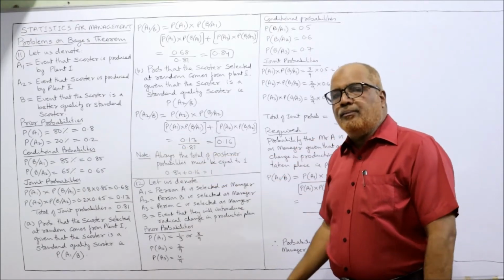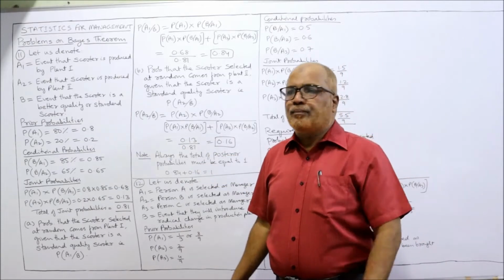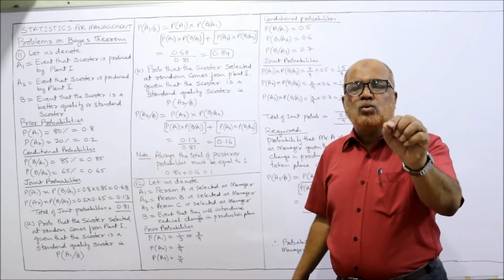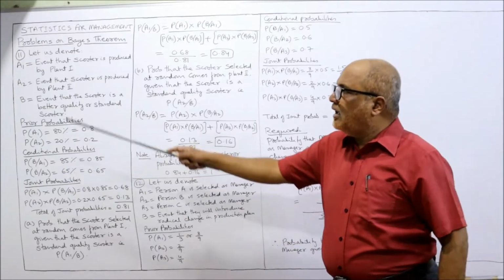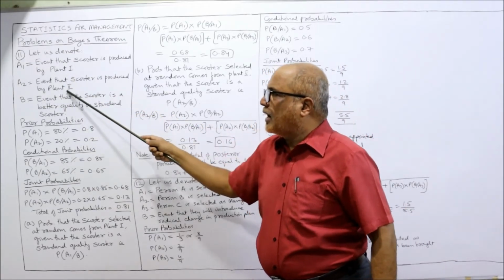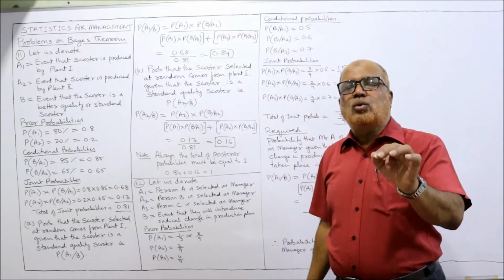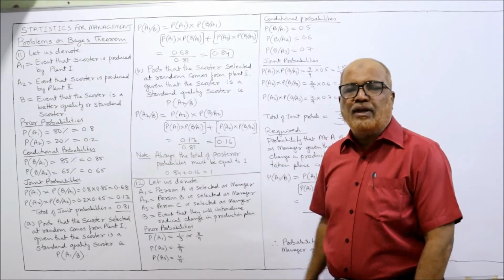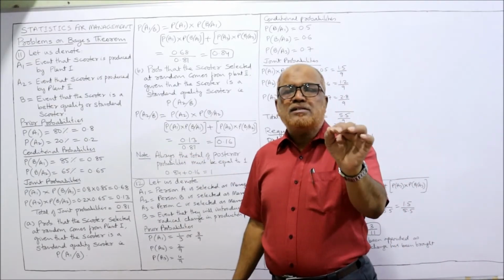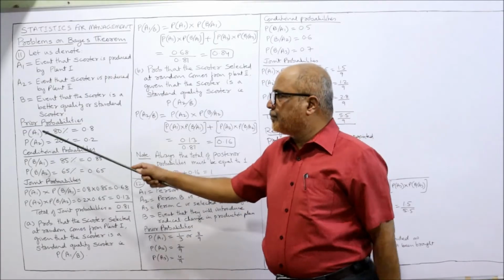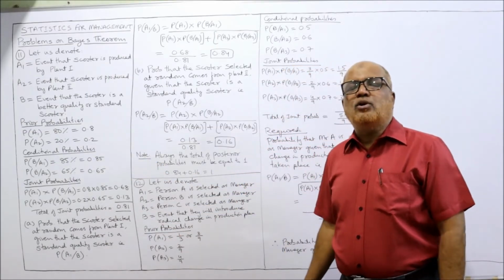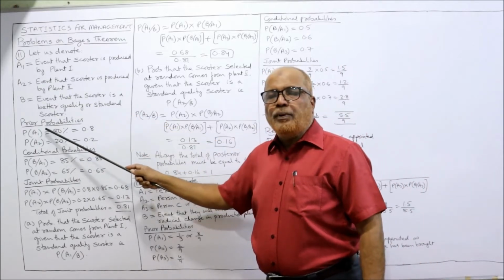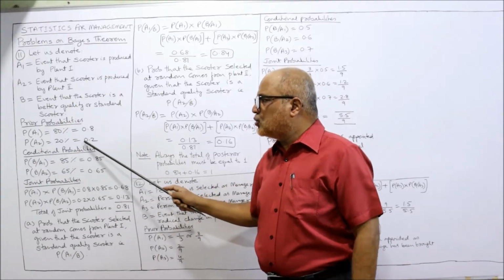Now prior probability. The prior probabilities are P of A1 and P of A2. What is the probability that the scooter is coming from plant 1? A1 means plant 1, A2 means plant 2. So what is the probability that the scooter is coming from plant 1? 85%. It is given as 80%, sorry. 80%. Because 80% of scooters are produced by plant 1 and 20% of scooters are produced by plant 2. Plant 2 is denoted as A2. So P of A1 is 80% and P of A2 is 20%.